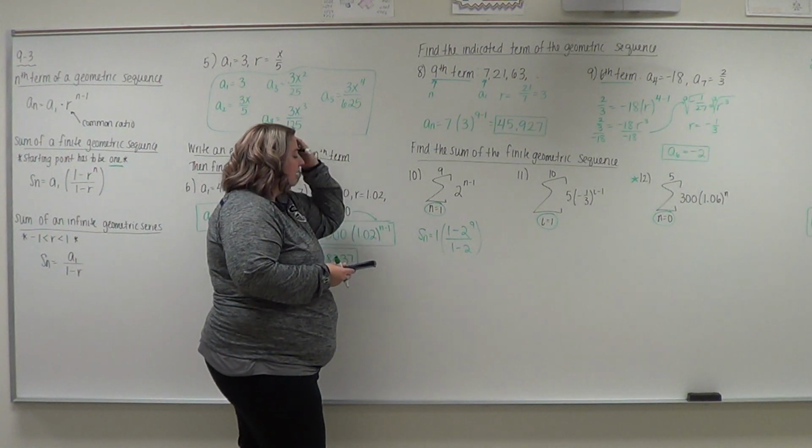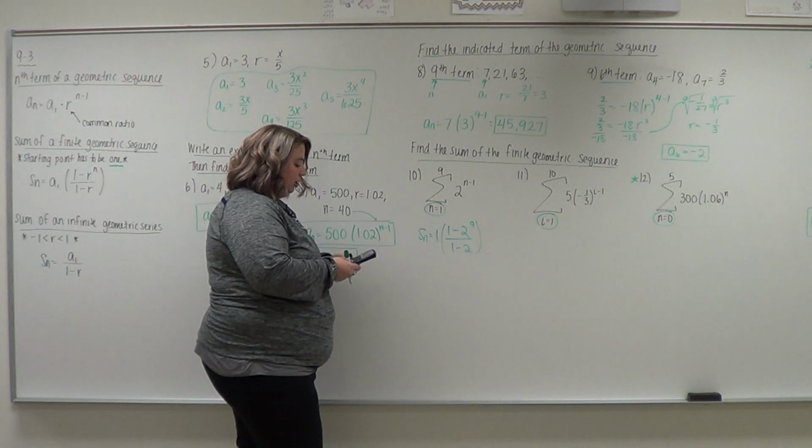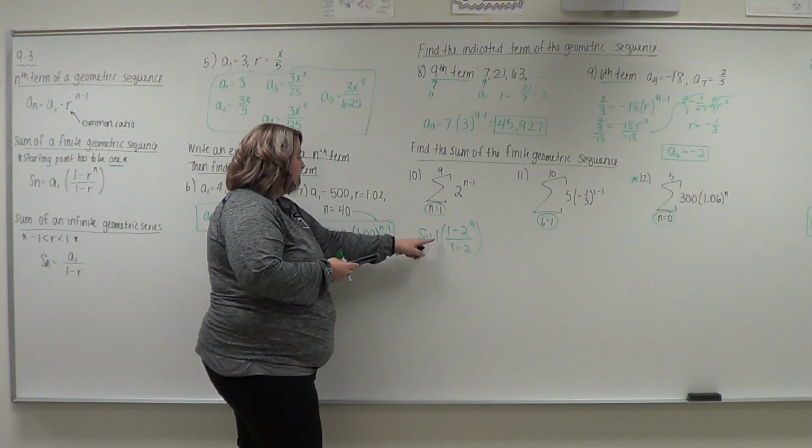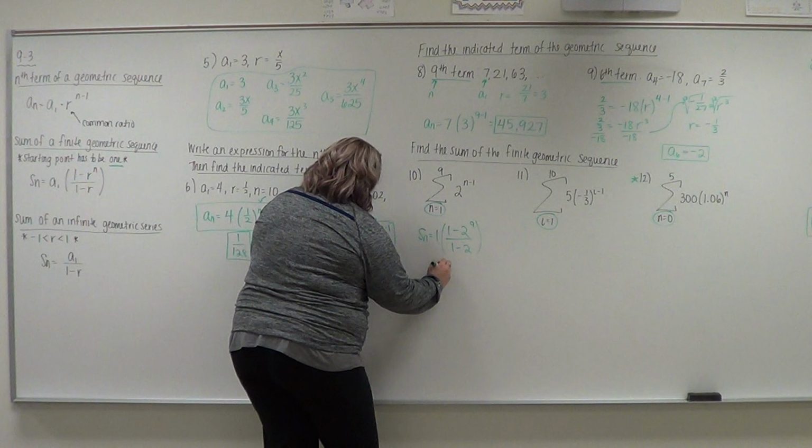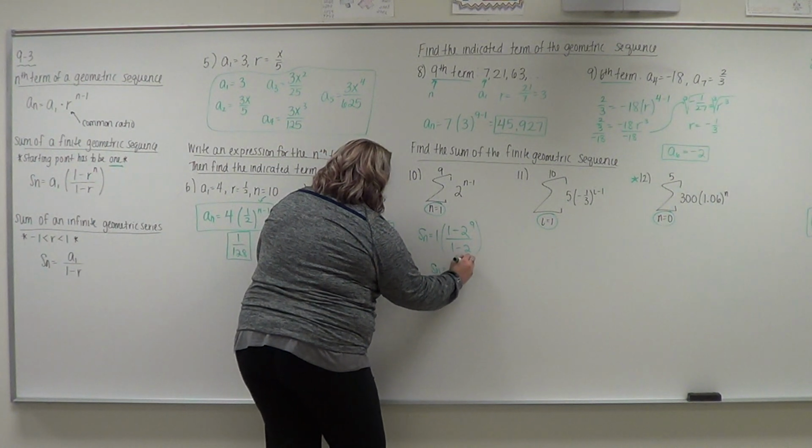Then I'm going to divide. Well, 1 minus 2 is negative 1, so I'm going to divide that by negative 1. And then I'm going to multiply by 1. So that means my sum would be 511.